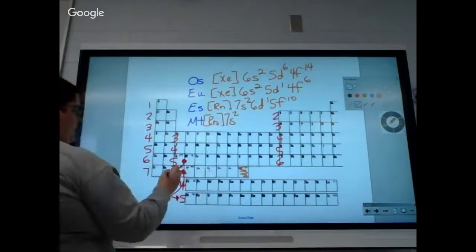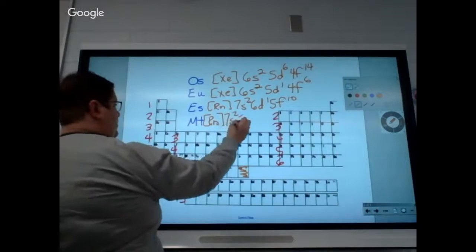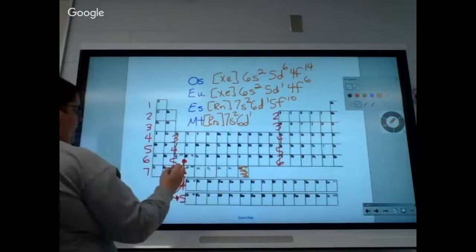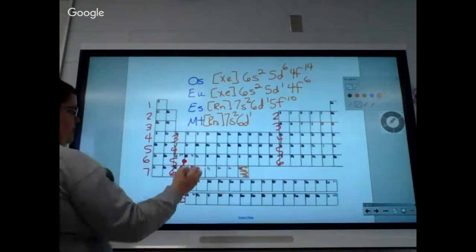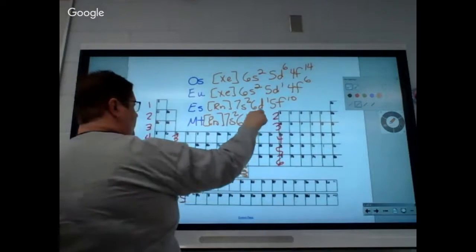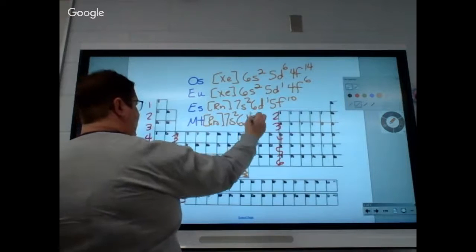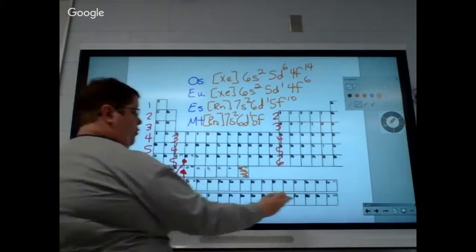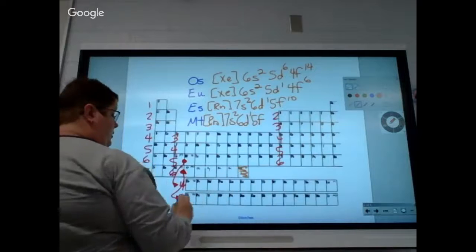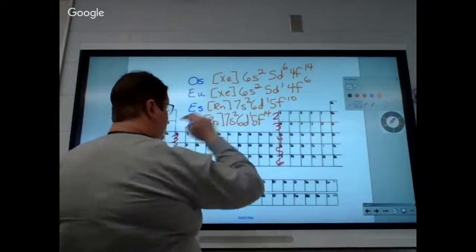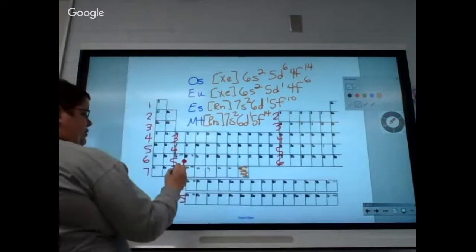7s2. 6d1. Where do I go from 6d1? 5f. Whoops, I forgot the 5. 5f. And this time we're going all the way across because I need to get back here, right? So 5f14. And then I'm back here at the 6, right?